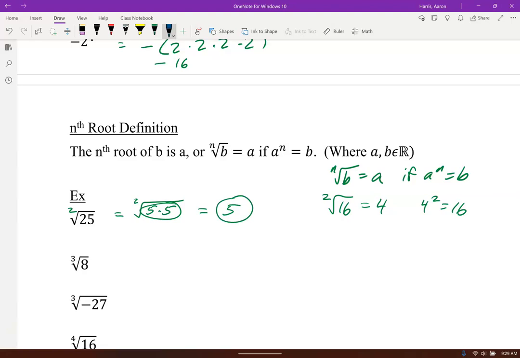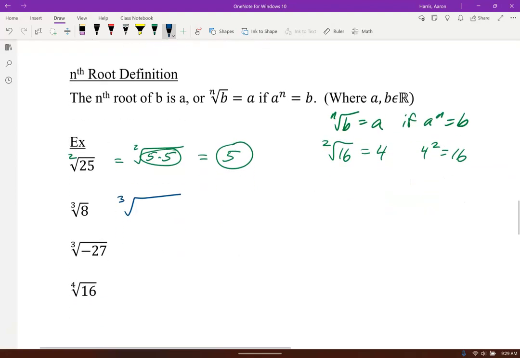Let's do the next one, the third root. Now I'm looking for 3 of a kind. Let me break down 8. 8 is 4 times 2. Well, 4 is 2 and 2. So 2 times 2 times 2 is 8. And I'm looking for 3 of a kind, right?